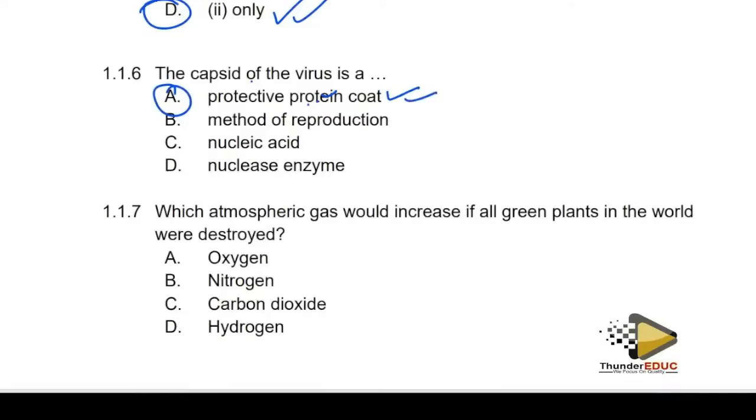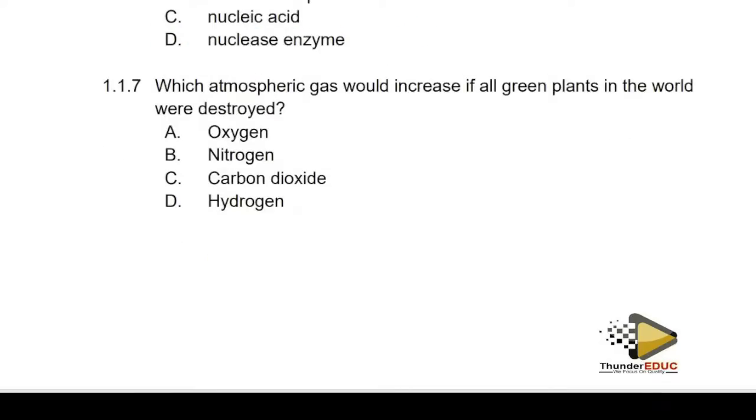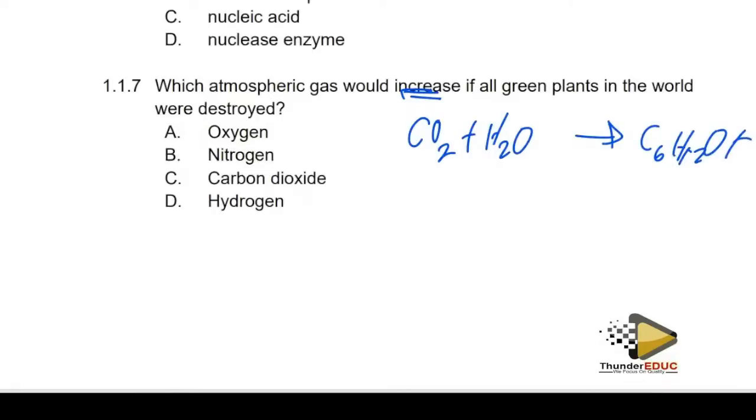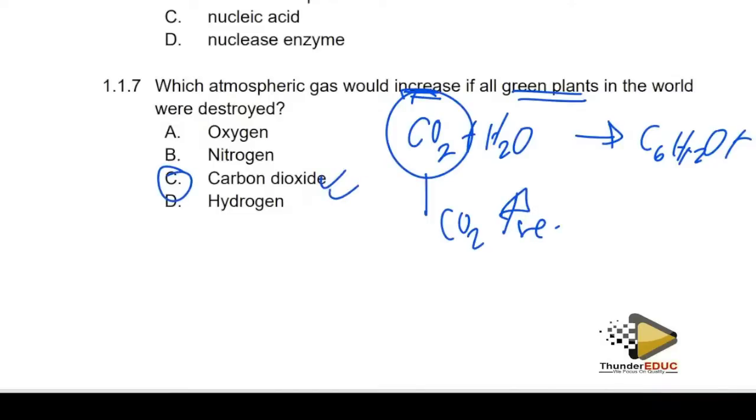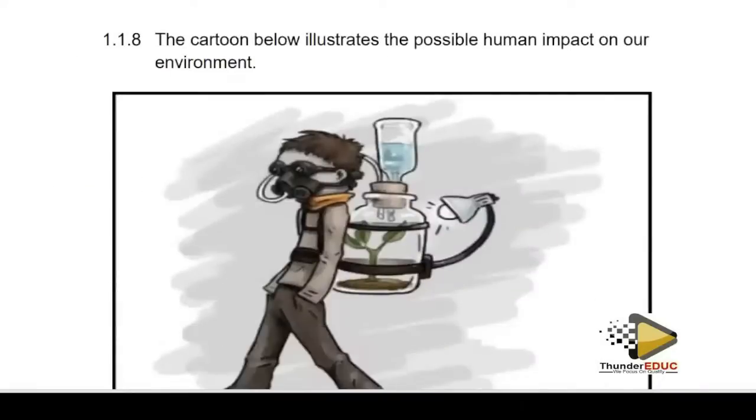Which atmospheric gas would increase if all green plants in the world were destroyed? Don't forget that during photosynthesis, you have that reaction whereby carbon dioxide is used. But if the green plants are absent in the world, it means that carbon dioxide levels are going to increase. Hence, C becomes the most correct answer. Then we go to 1.8.